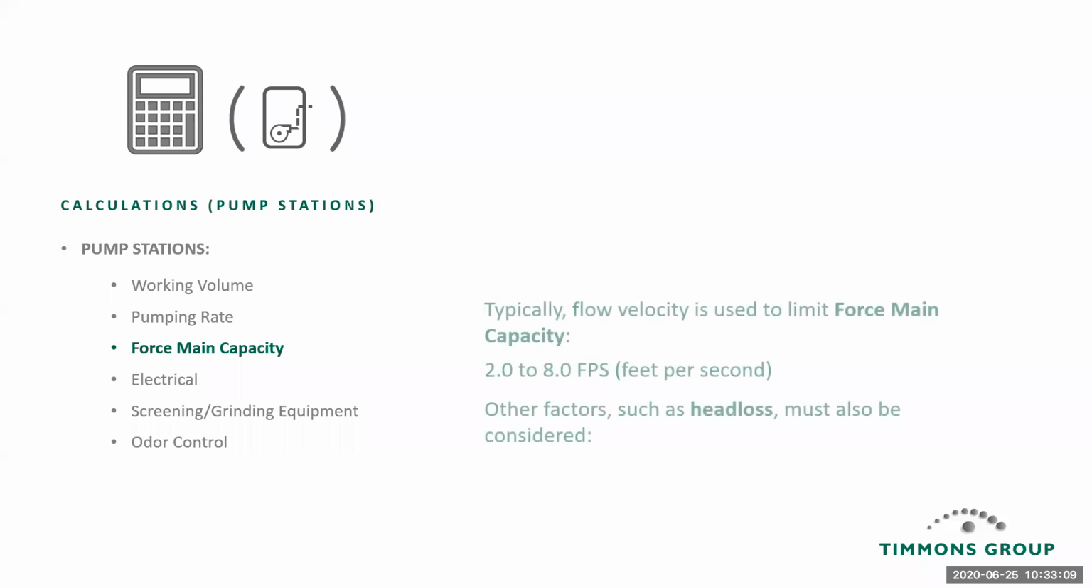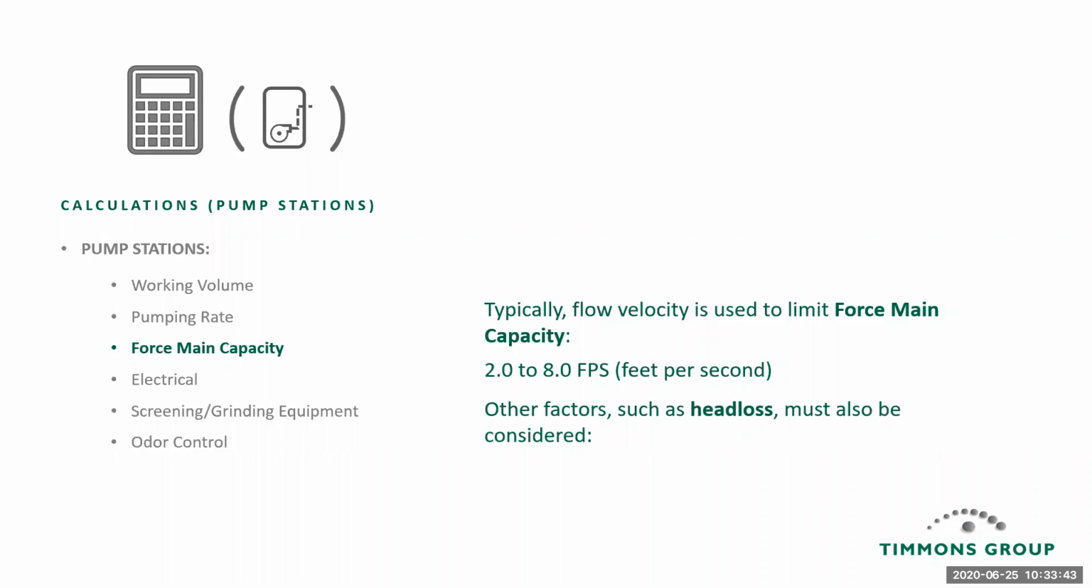Force main capacity, in general, velocity can be used to determine the force main capacity. Typically, we'll design somewhere between 2 feet per second and 8 feet per second. 2 feet per second sets the minimum flow velocity, and that's important to make sure that any solids in the main have enough energy to stay suspended and not settle and potentially cause a clog. And then up to 8 feet per second is allowed by most localities.